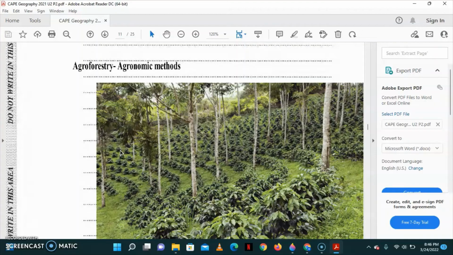So this is where trees are mixed with crops, and this basically helps with the reduction in soil erosion, because we know that plants, especially trees, have roots that help to hold the soil together, and it helps to slow down water so that it can infiltrate into the earth.